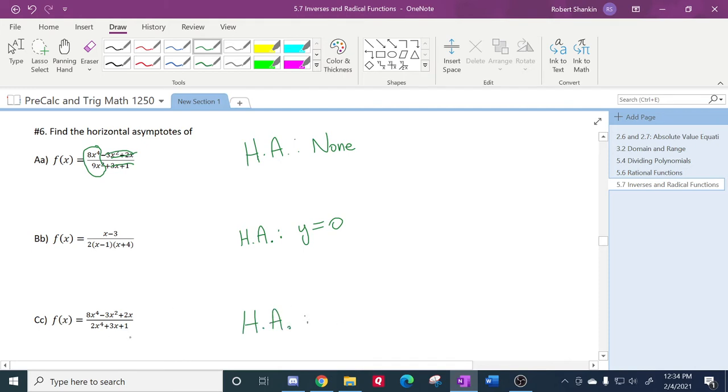This is the only case where you can get a non-zero horizontal asymptote. When x is super large, these become insignificant. These x to the 4th divide out, they cancel out. 8 divided by 2 is 4. This fraction gets closer and closer to 4 as x goes to infinity. The degrees are the same, then it's the ratio of the leading coefficients.